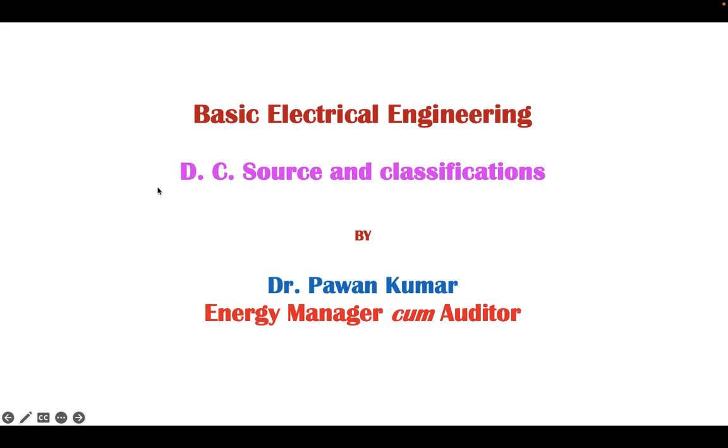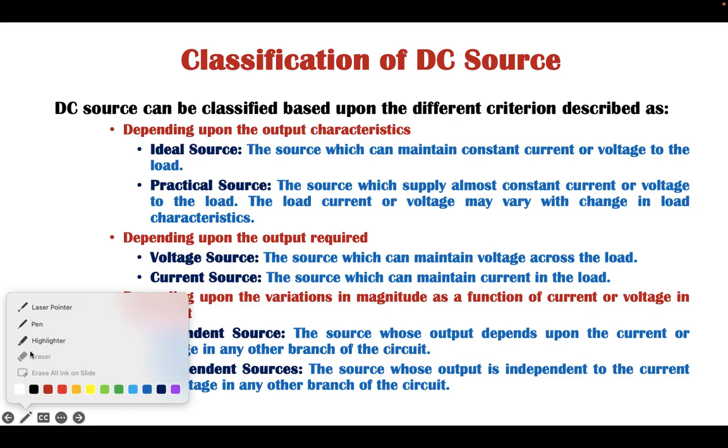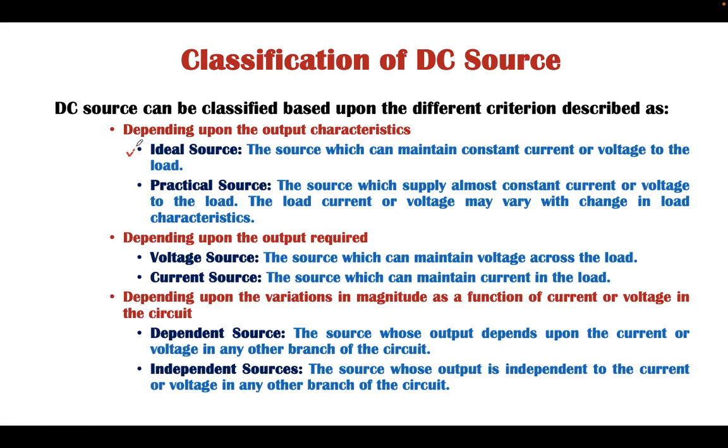In this class, we are going to discuss DC sources and their classifications. DC sources can be classified based upon different criteria. Let's consider, depending upon the output characteristics, there are two types of source: one is the ideal source and another is the practical source.